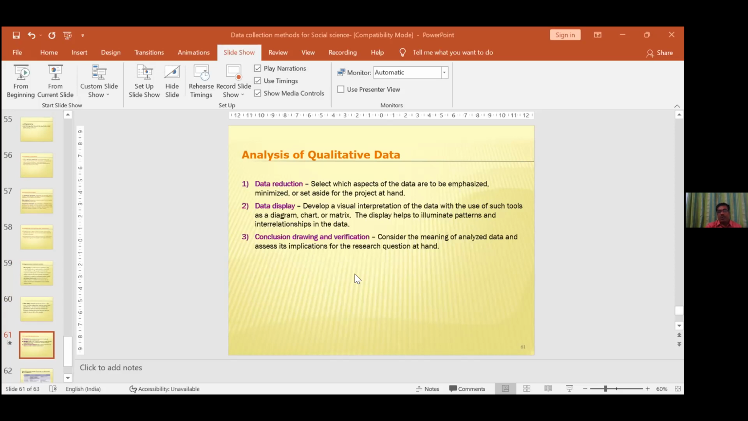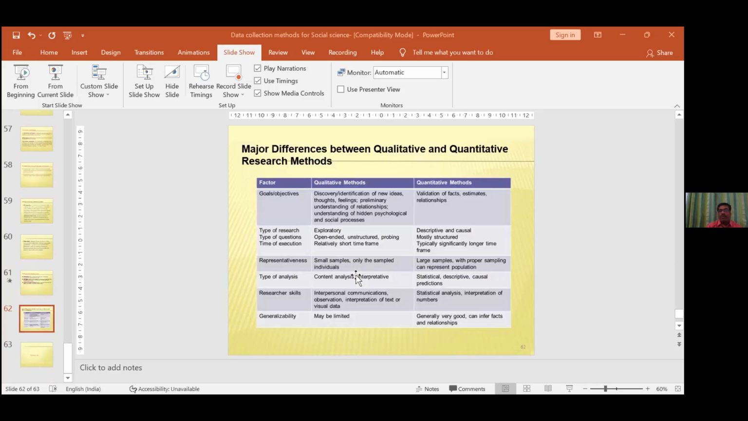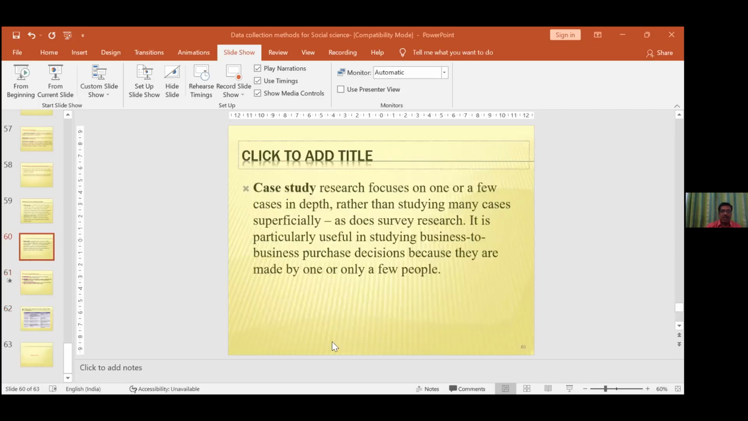Okay. So these are the things I wanted to share with you with regard to the data collection method. I would like to recapitulate what we discussed.